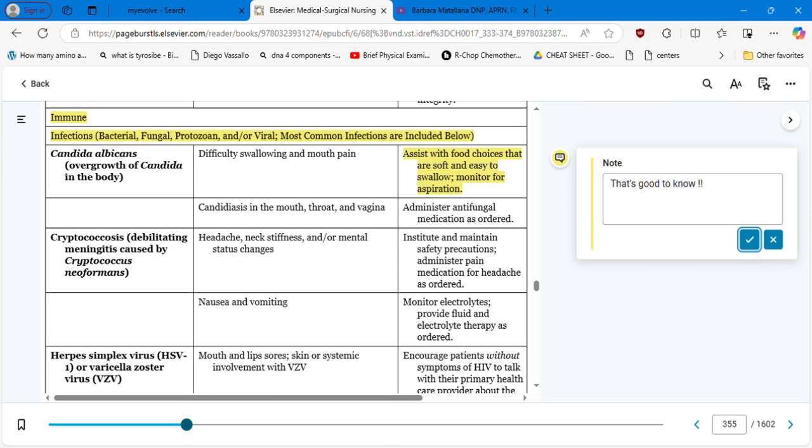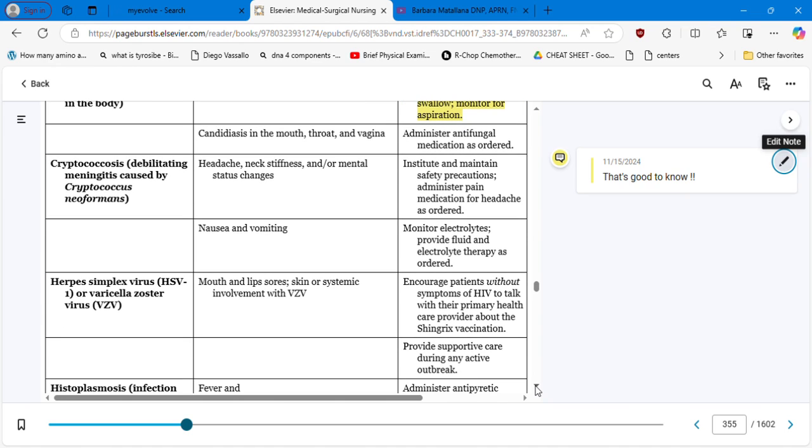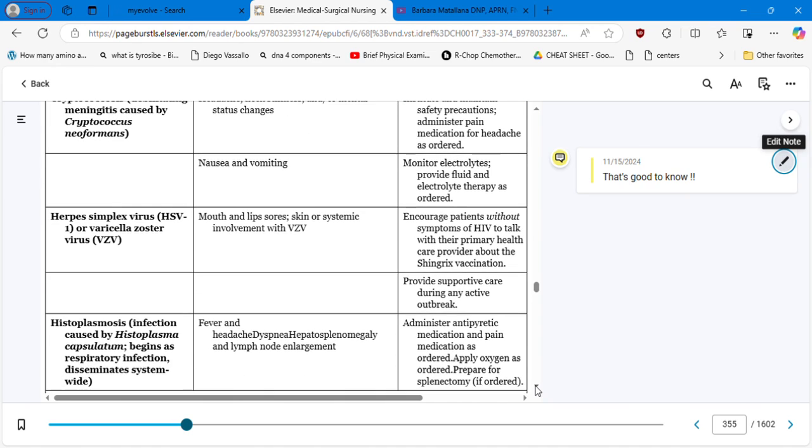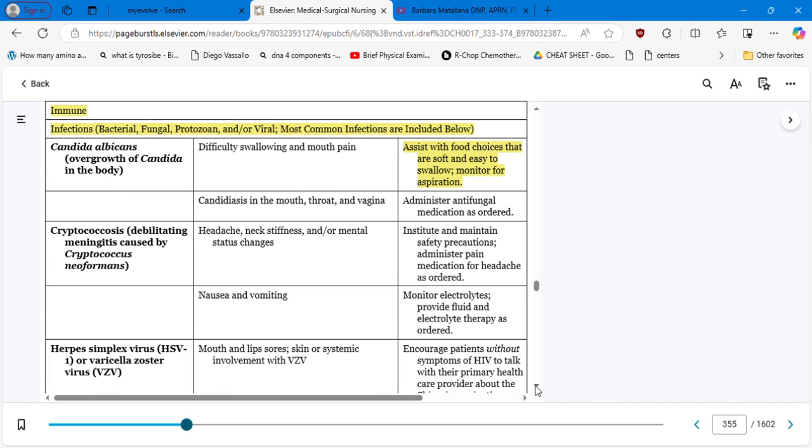And then in terms of herpes simplex, this is another type of virus, or varicella zoster, mouth and lip sores. Check for that. Skin or systemic involvement with varicella zoster virus. So you're going to encourage patients without symptoms of HIV to talk with their primary healthcare provider about the shingles vaccination.